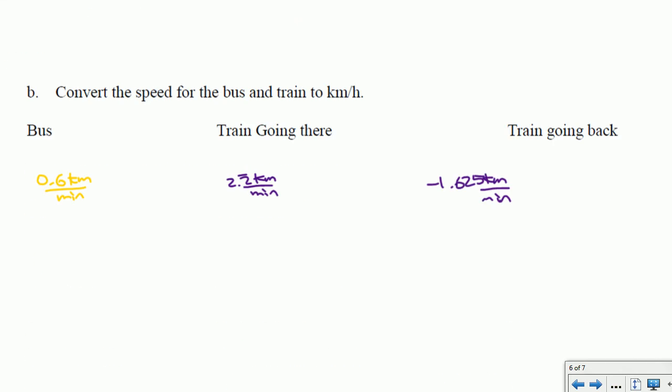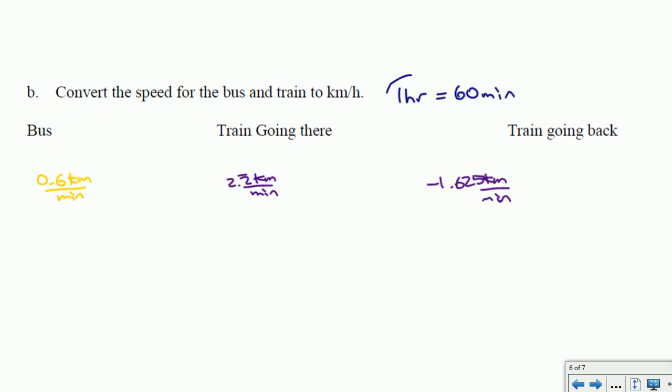So the last thing we need to do here today is convert the speed of the bus and the train to kilometers per hour. So the speeds we found for the bus, the train there, and the train back are all given in kilometers per minute. So we're part of the way there, but we need to know how many minutes there are in an hour to do this conversion. So in 1 hour, there are 60 minutes.